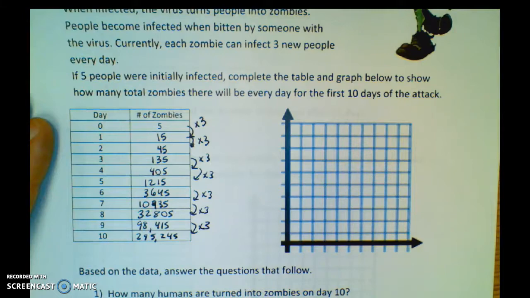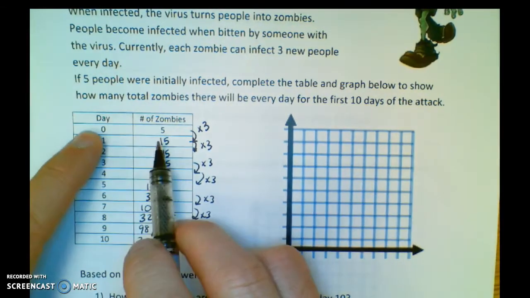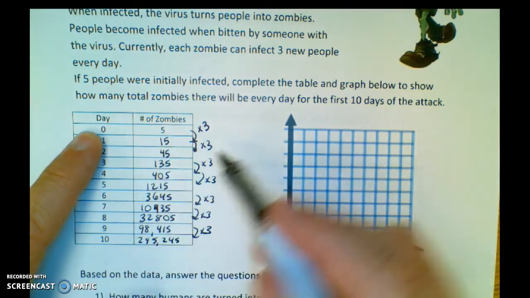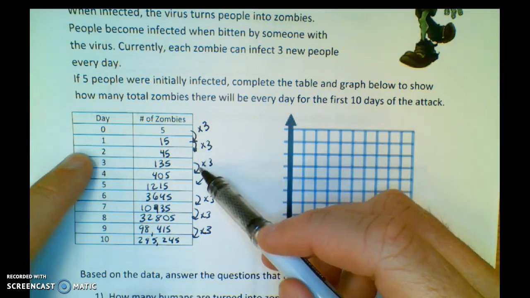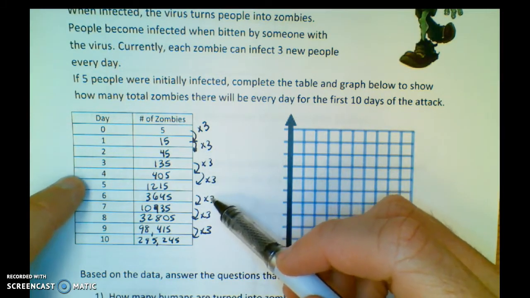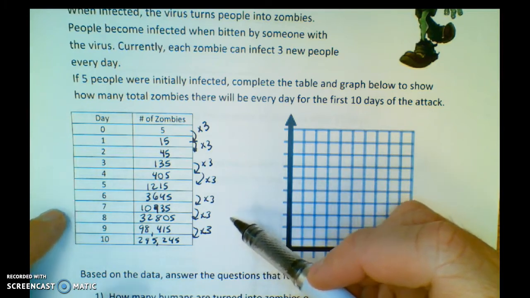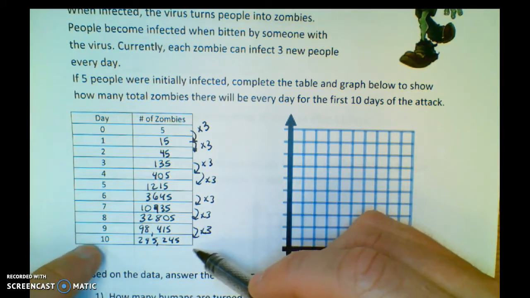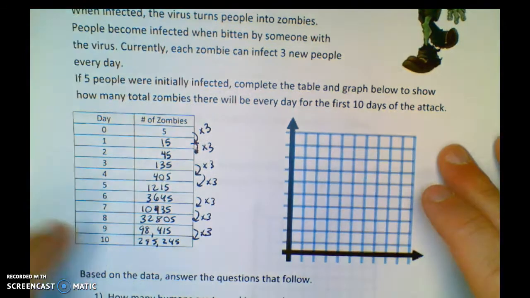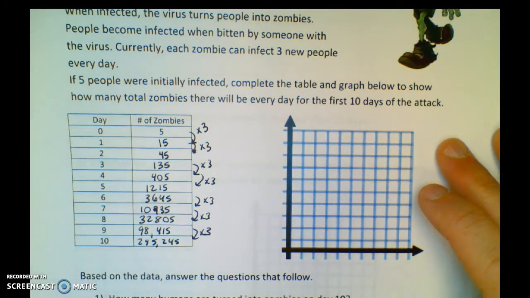So if you look at that, in the initial outbreak there were 5 zombies, and we multiplied by 3 for each successive day. And look how fast that zombie population increases, getting almost into the 100,000s by day 10. So let's take a look at the graph of this data.